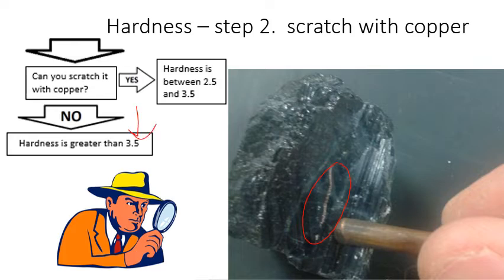Now, if the copper does scratch this, that means it's less than the hardness of copper, 3.5, but it was greater than your fingernail. So you would write for the hardness that it is between 2.5 and 3.5. Follow this flow chart and you'll be able to figure out what numbers we rate for hardness.